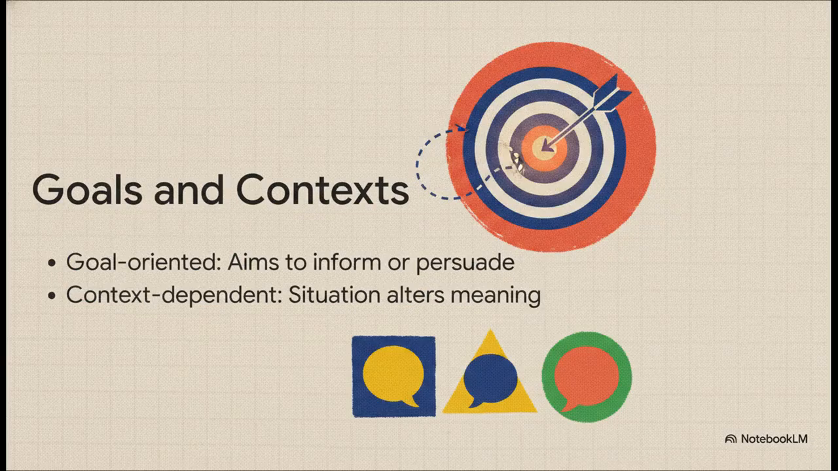To round out the list, it's also goal-oriented. Every interaction aims to inform, persuade, or build a relationship. Plus, it is highly context-dependent. A sarcastic joke that is hilarious in a relaxed group chat could be a total disaster in a formal boardroom presentation, right? The intent and the environment completely alter the final meaning.